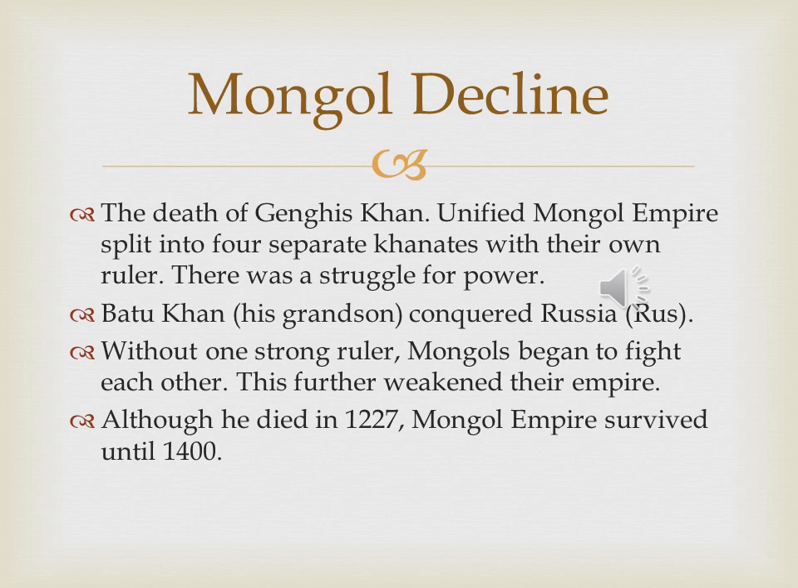So Mongols still had power after his death, but there was definitely some sort of struggle for power, and without one strong ruler, eventually as time went on, Mongols began to fight each other, and this further weakened their Mongol Empire. And even though Genghis Khan died in 1227, the Mongol Empire survived until the 1400s. So it wasn't a sudden decline. It was a gradual decline.